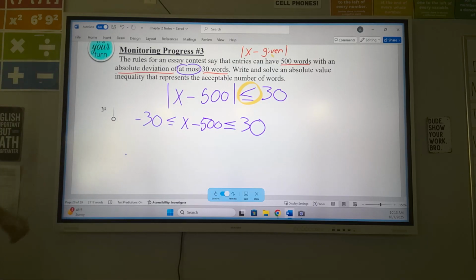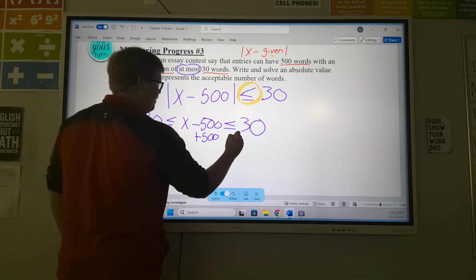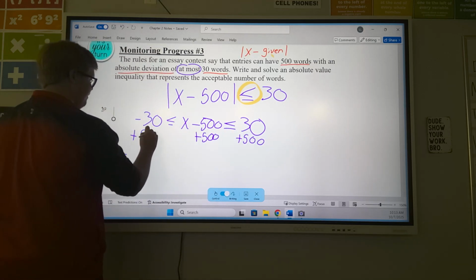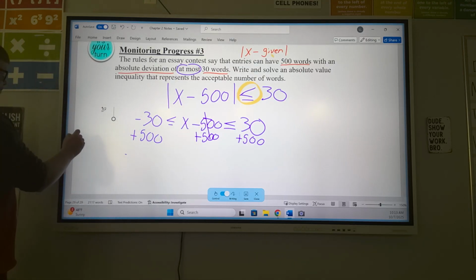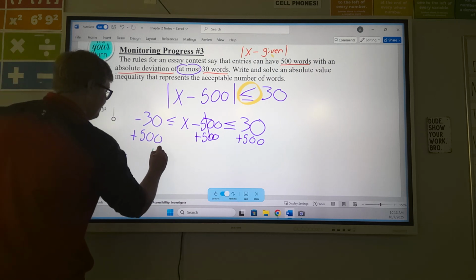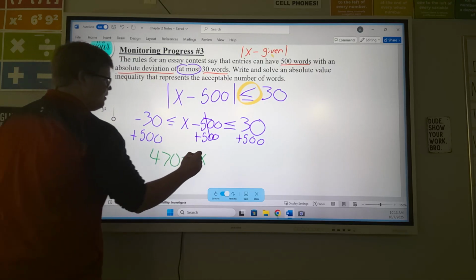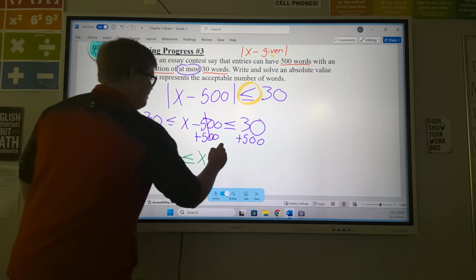Okay? Now to solve it, we have to get x by itself in the middle. We add our 500, which cancels out that 500, right? So our final answer, after adding the 500, is going to be negative 30 plus 500 is 470, which is less than or equal to x, which is less than or equal to 500 plus 30 is 530.